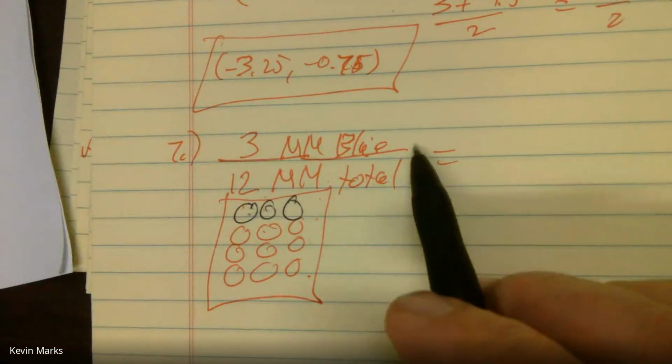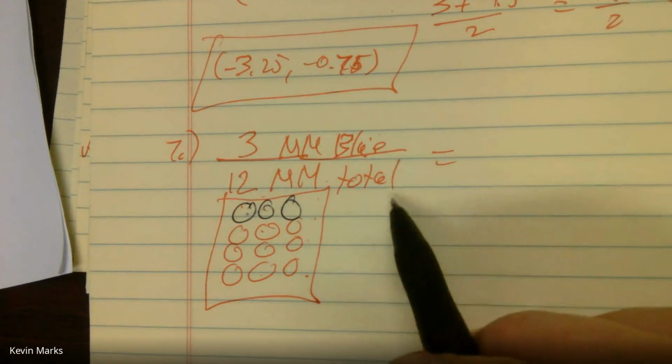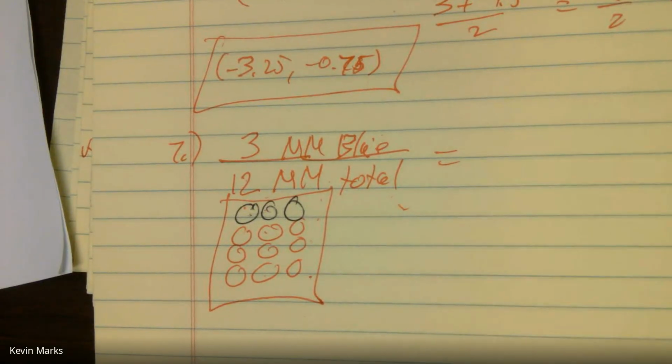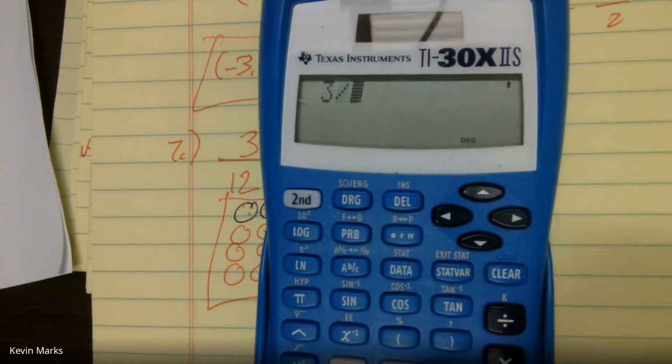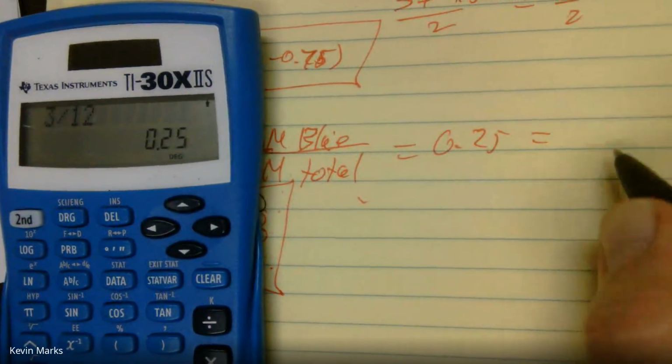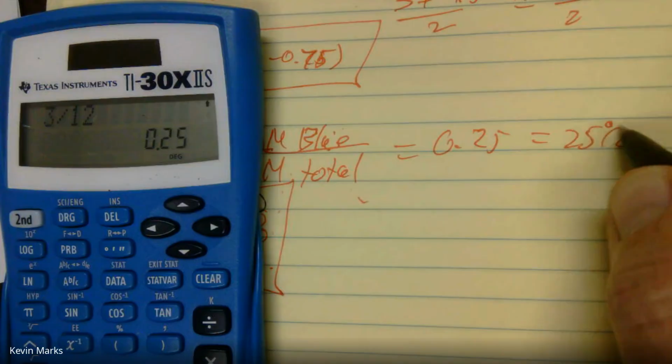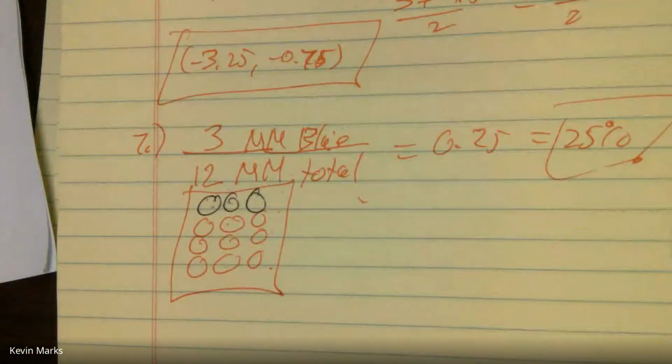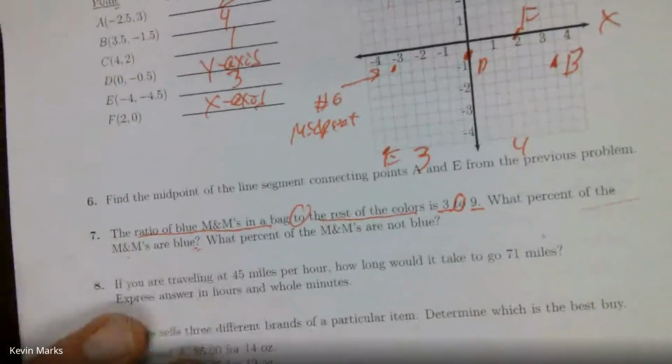But it's all about that wording. It's not blue to other colors, it's blue to the total, right? Okay, so then percentage-wise, I want 3 divided by 12. Well, first off, decimal-wise would be 0.25, but then percentage, you move it over, would be 25%, right? All right, but wait a minute.